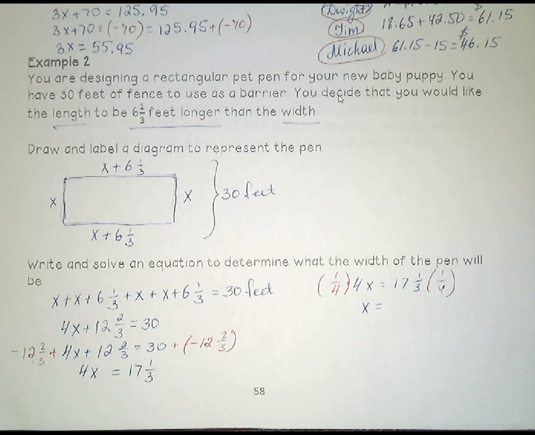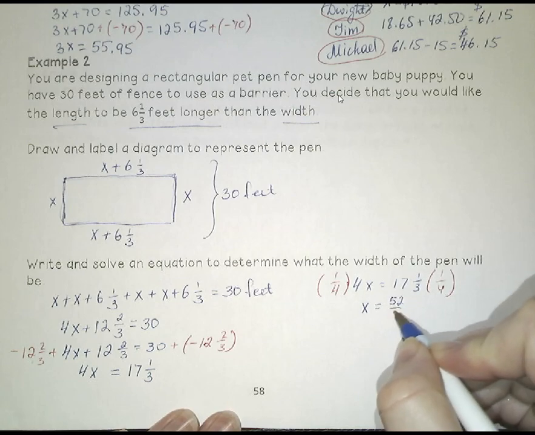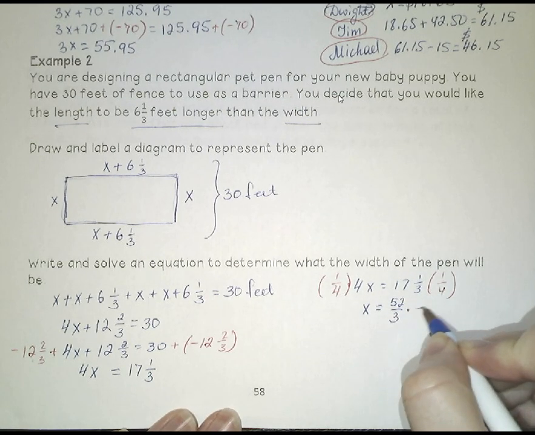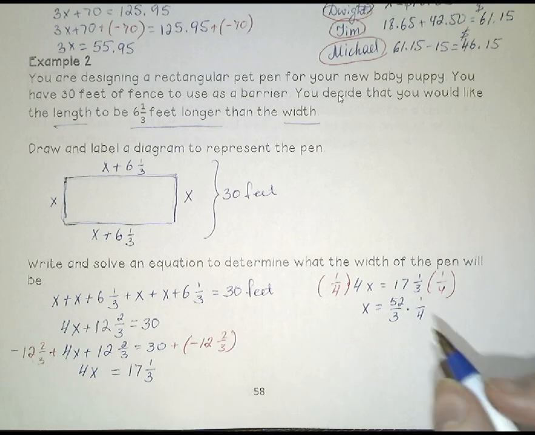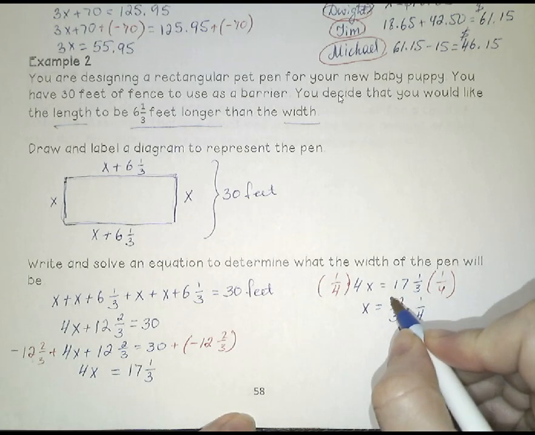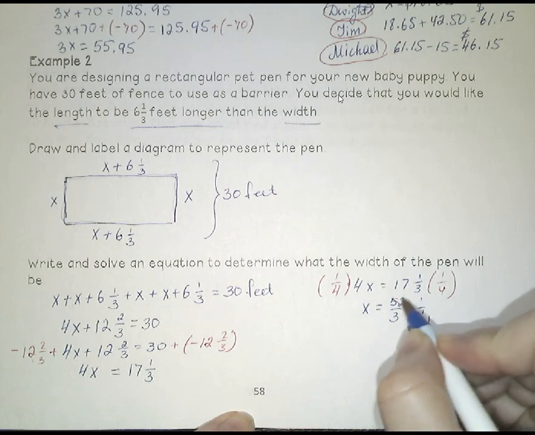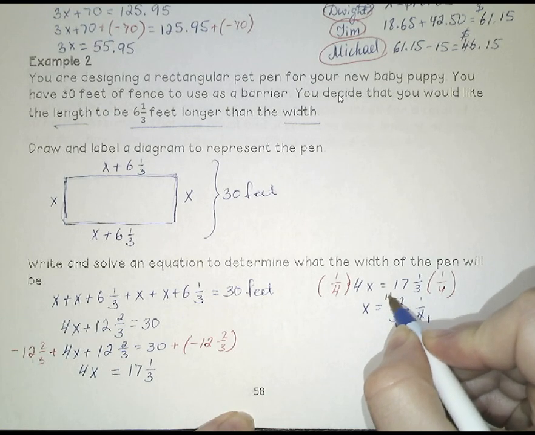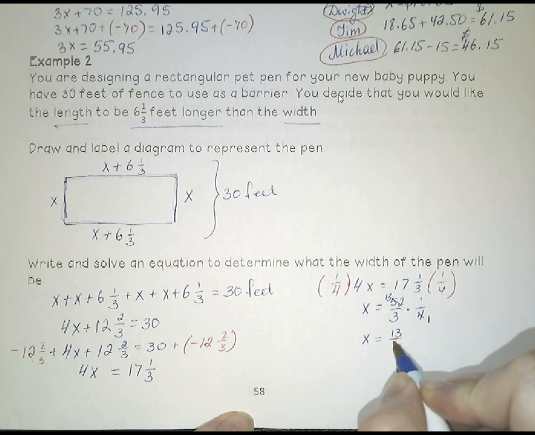So we are multiplying 3 by 17 and adding 1. So that is going to be 52 thirds, and we are multiplying that by 1/4. 52 can be simplified by 4, and that is 13. So I can simplify right here. 4 will equal 1, and 52 will turn into 13. So x equals 13 thirds.